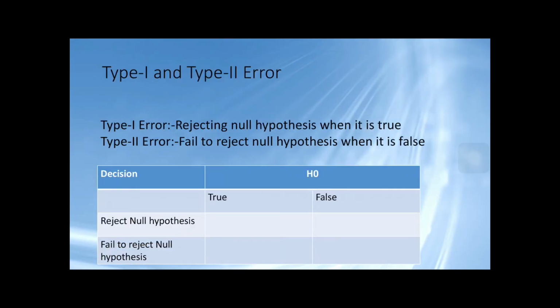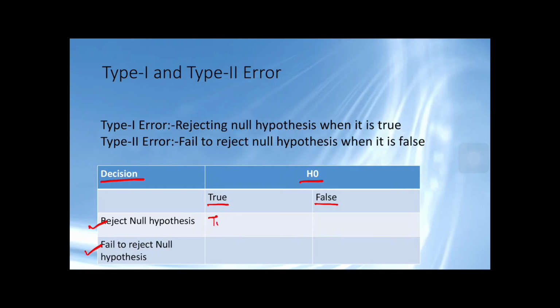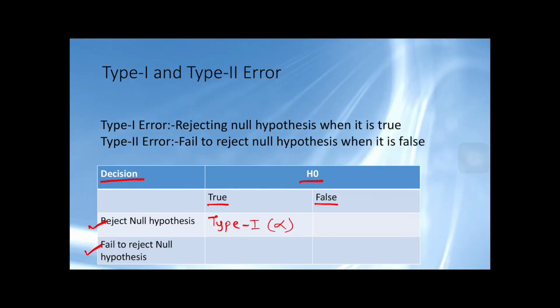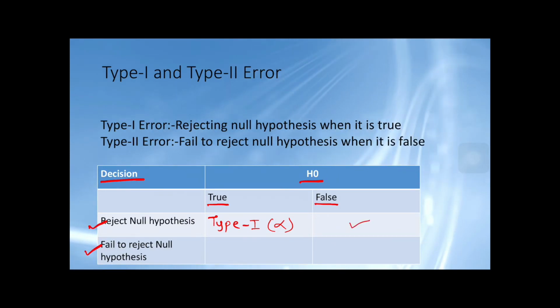Now let us revise. The null hypothesis can either be true or false. Type 1 error occurs when we reject the null hypothesis when it is actually true. So, type 1 error occurs in this case and it is denoted by the letter alpha. And when we reject the null hypothesis when it is actually false, then no error occurs.